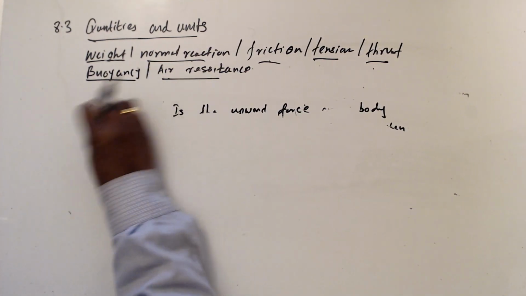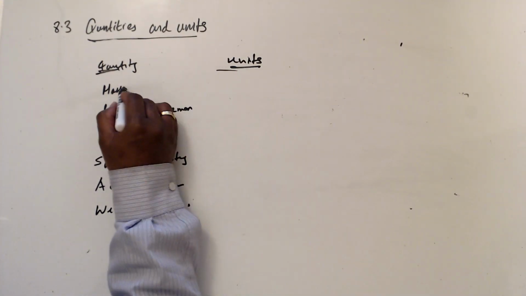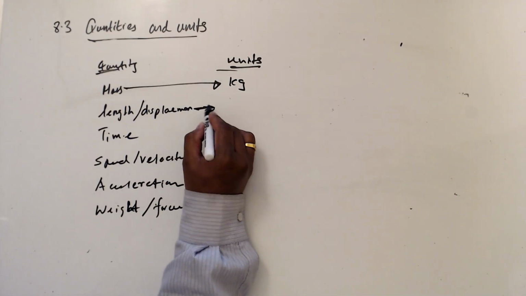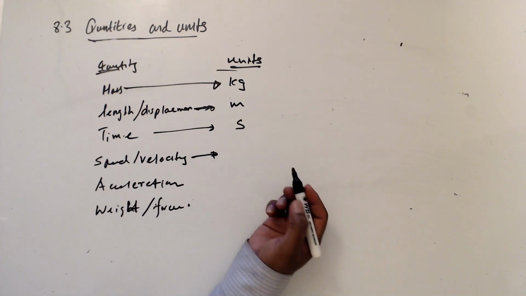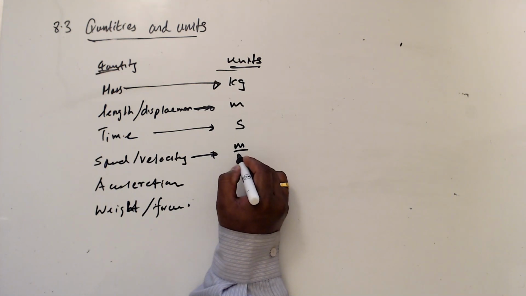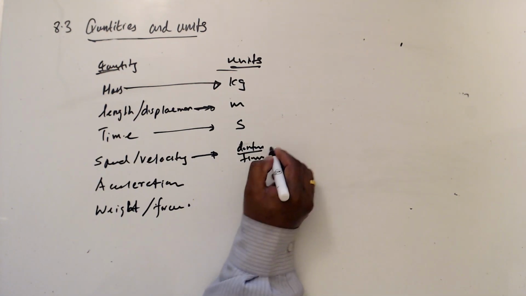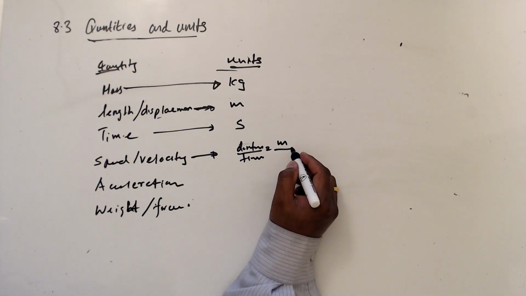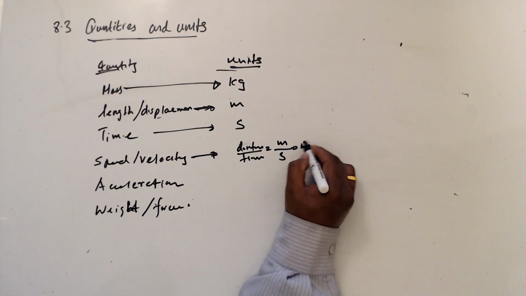And finally, we will discuss the quantities, symbols and units. The quantity and the units, so you already know, mass we measure by kilogram, length or displacement, the SI unit is meter, and time is measured in seconds. Speed and velocity: distance divided by time. So distance is measured by meter, and distance divided by time is going to be m s^-1.